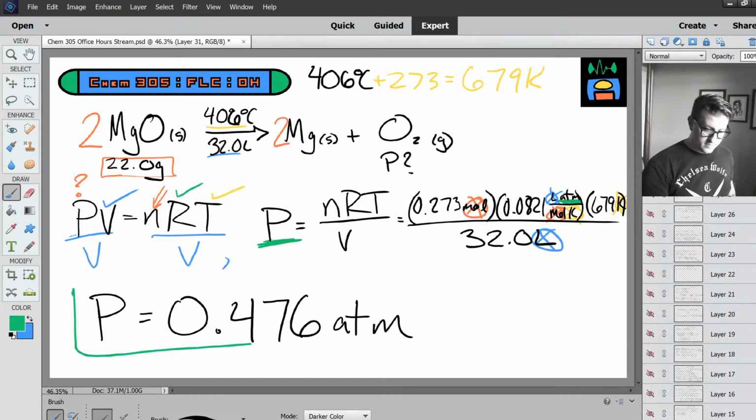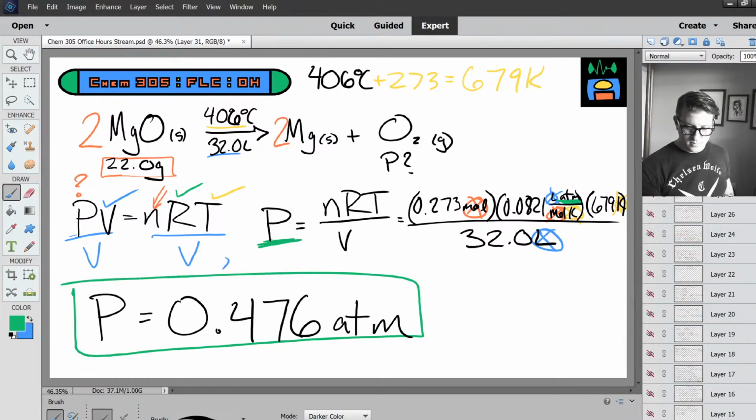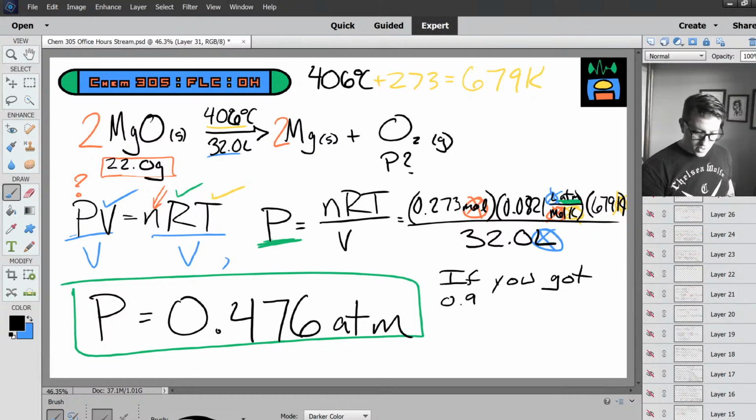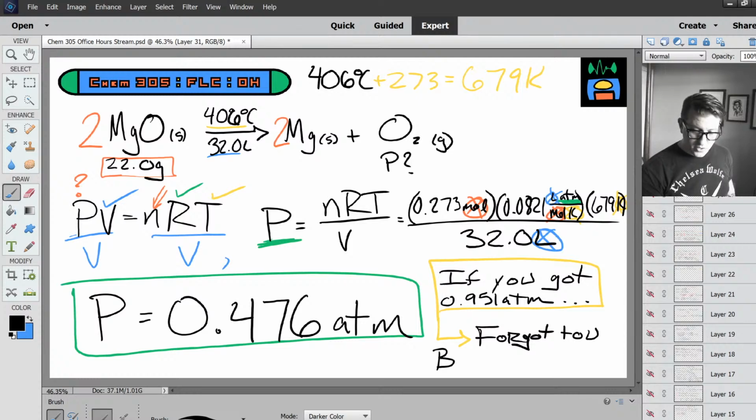All right, now, I want to say something. If you got 0.951, if this happened to you, it probably means that you forgot to balance or to use the balanced equation.